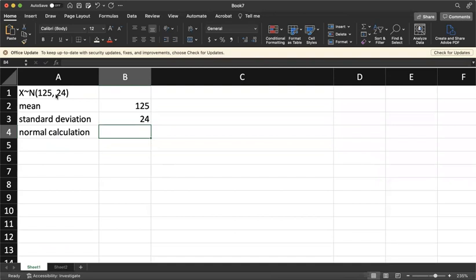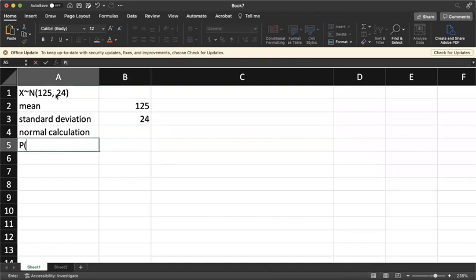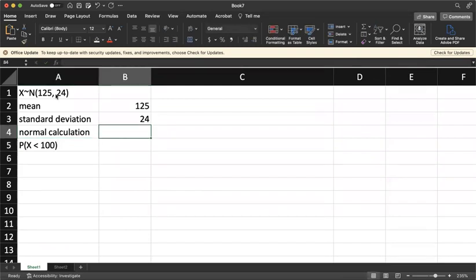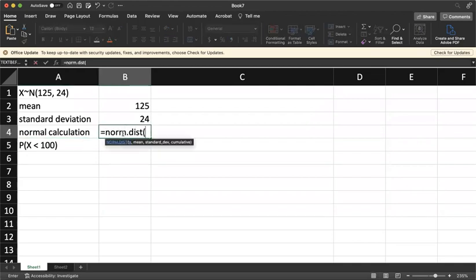We'll have the normal calculation, which will be the equal NORM.DIST. What are we trying to calculate? For part A, we were trying to do X less than 100. That's going to be really easy because that's what Excel gives us. Remember, Excel gives us anything up to that value. So we'll start all the way to the left, unbounded, and accumulate up to 100. Or you could think of it from all the way down there up to 100. It depends on which way you want to view it, but either way, this is the way the normal distribution function works.